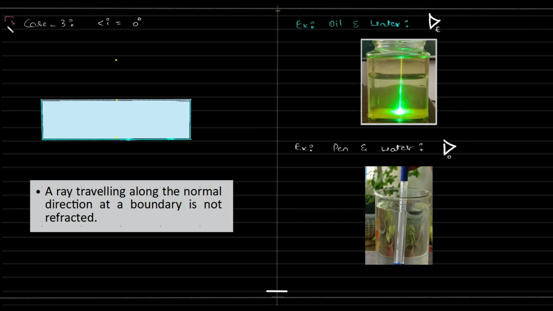So let's look at case 3, wherein you have the angle of incidence being equal to 0. So what do you think happens? Any idea? Well, it will just go through straight. No bending, nothing. It will just go through straight. A ray traveling along the normal direction at a boundary is not refracted. As simple as that. So let me show you guys the first example.